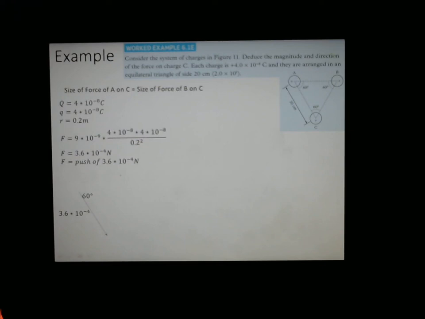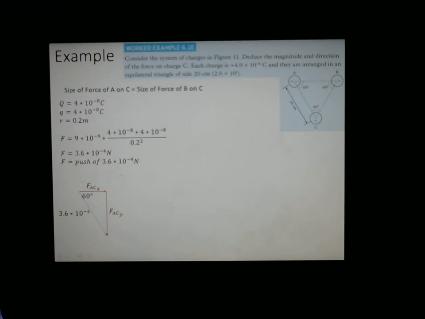Okay, Year 9 trigonometry will always work. Sometimes it might be a little bit slower, but it will always work. So I'm going to need to work out, well, what is my force of A on C in the x direction, and what is my force of A on C in the y direction.